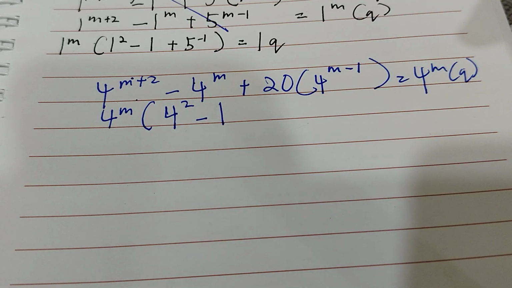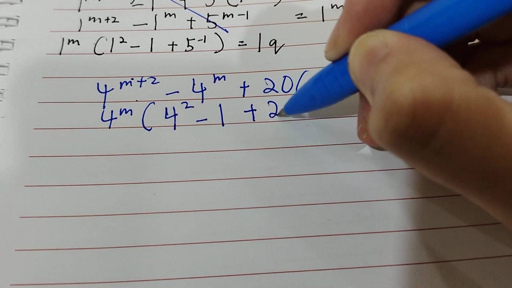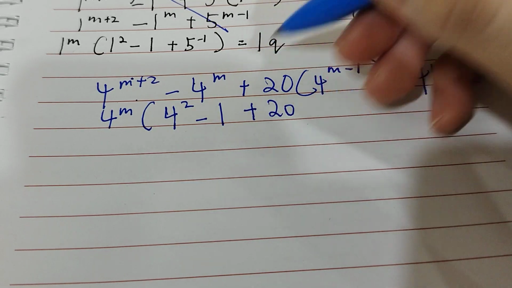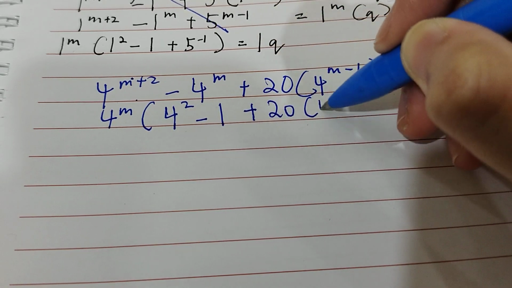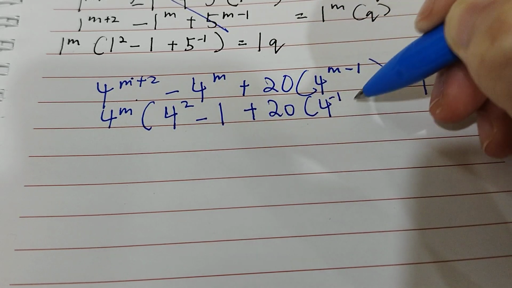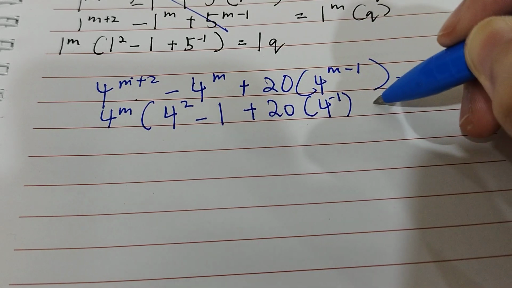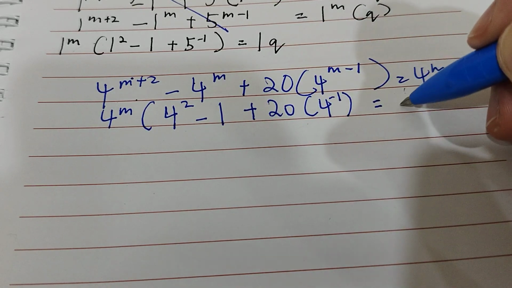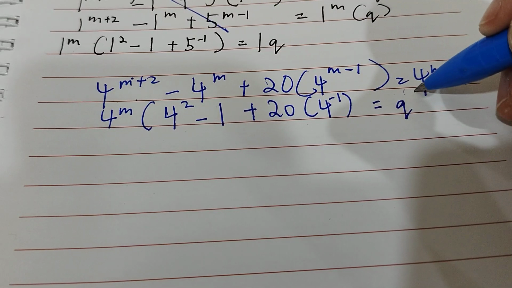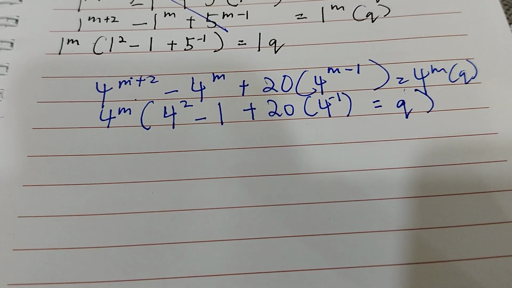And then plus 20, 4m is gone, you only have 1, so you only have 4 to the power negative 1, and then it equals q. You don't have to write 1 out. So then you try and solve this.